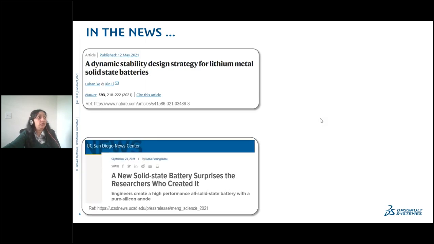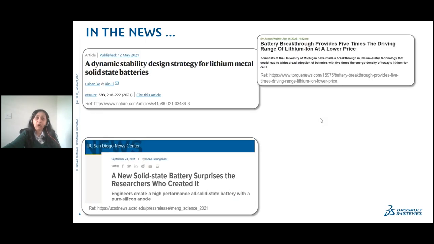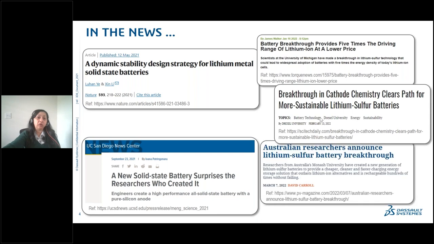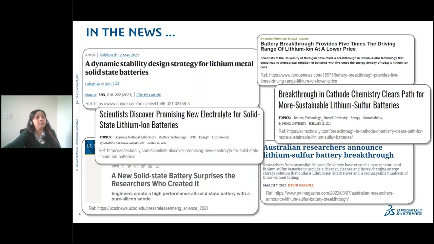New publications pour in on a daily, weekly, monthly basis with claims of breakthrough from across the globe. But how many of these will really end up in products such as the next generation EV or powerful battery storage systems that are urgently needed to become independent from fossil energy sources? Only time will tell. Lots of research is being done across the world.